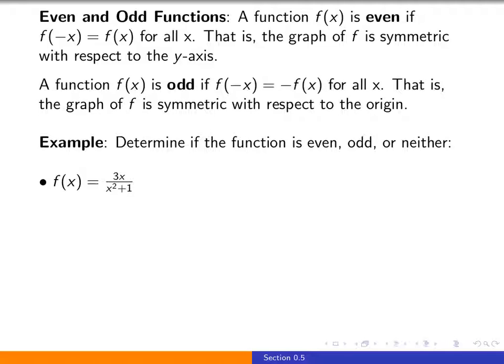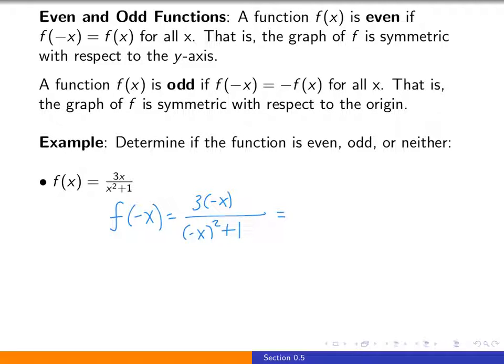The nice thing is, determining even and odd really comes down to just doing some basic manipulations with the function and seeing what happens. So for this first function, 3x over x squared plus 1, let's determine what type of symmetry is present: even, odd, or neither. So what we need to do is evaluate the function at minus x. So replace each of the x's that we see with a minus x. And then the question becomes, how is this related to that original function f of x?